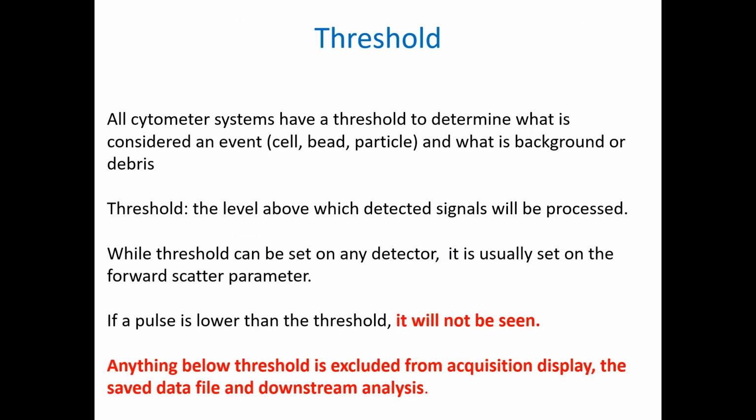Threshold is another crucial element to consider in setting up your instrument and your experiment. All cytometers have a threshold to determine what's considered an event, cell, bead, particle, and what is not, what you want to be considered as background or debris. The threshold is the level above which detected signals will be processed and saved. There's always a threshold, even if you haven't specifically set one. While threshold can be set on any detector, it's usually set on the forward scatter parameter.